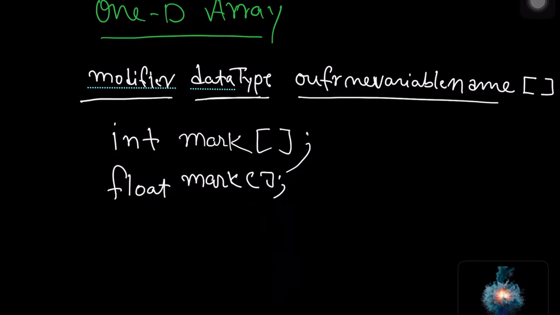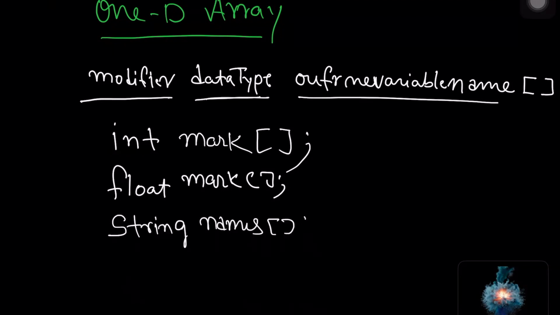If someone asks, I have to note down the names of all my classmates, can you declare an array for that? How will you declare? Names are strings, so I will say string names, right? Okay. So this is the basic way you can declare.